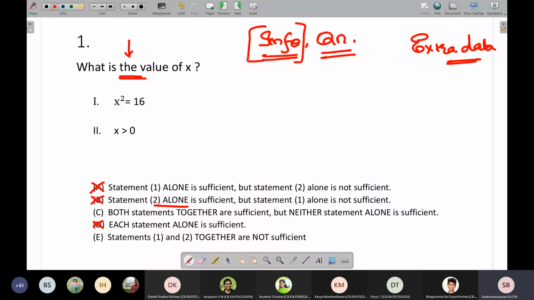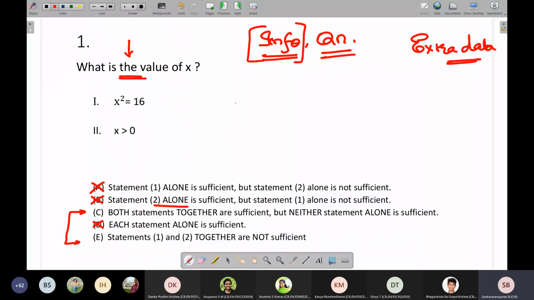Now we are left with only two possibilities. What are they? You can check by combining statement 1 and 2 together. Then if you can answer the question, you will mark option C as the answer. Even after combining statements 1 and 2 together, if you are not in a position to answer the question, then you will say that data is insufficient. That extra data is not sufficient enough to answer the question. Okay, so let us go for it.